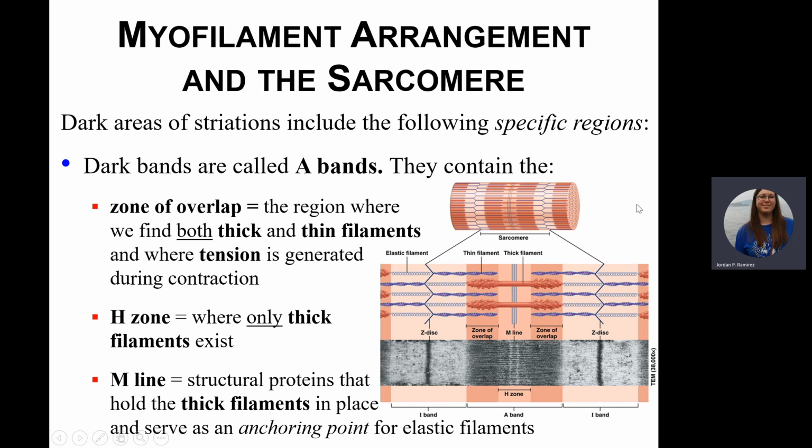Okay, so the H zone is where only thick filaments exist, and the M line is structural proteins that hold the thick filaments in place and serve as an anchoring point for elastic filaments.